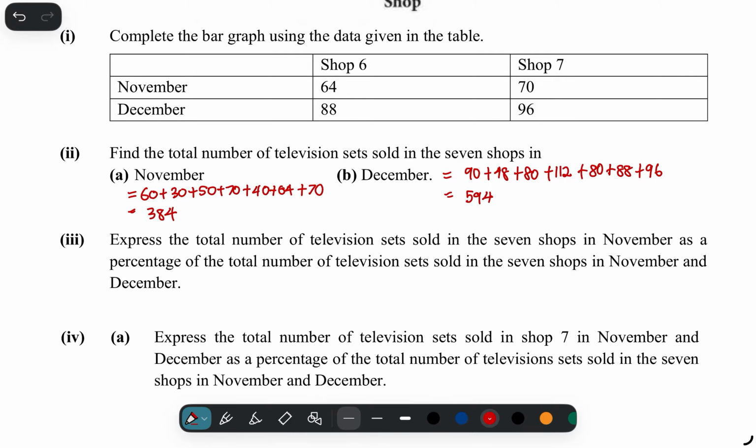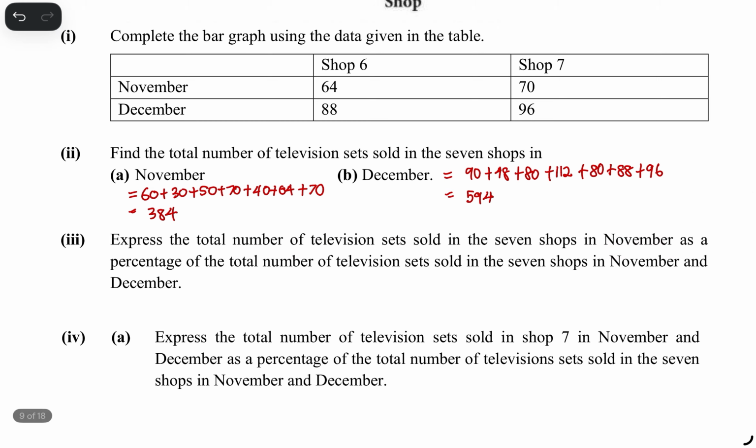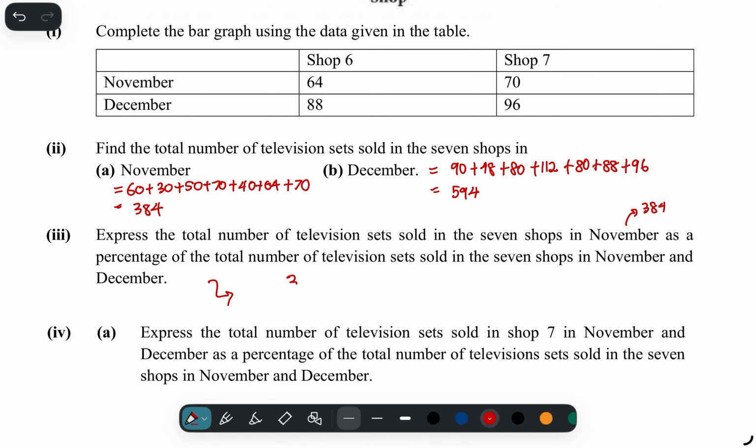Okay, for part 3, express the total number of television sets sold in the 7 shops in November as a percentage of the total number of television sets sold in November and December. So I know that the total number of television sets sold in November is 384. November and December, I have to add them up together. So this question is asking me to find 384 out of the total number of television sets sold in November and December, which is 384 plus 594. And as a percentage, so I'll times 100%.